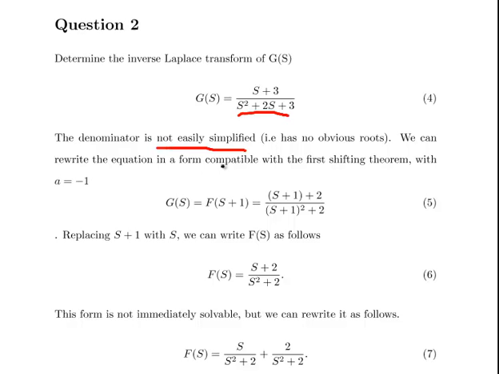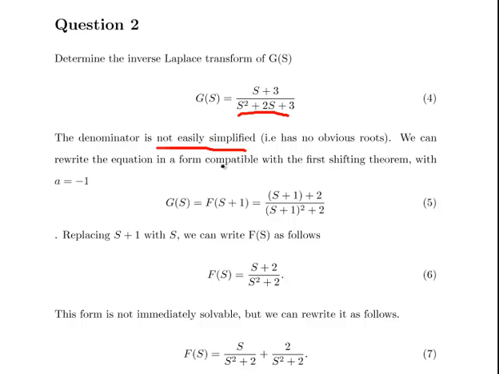There's nothing obvious there, and even if you are using the minus b formula, you might not find a satisfactory answer. So in these questions, if there are obvious roots or roots that you can pick out relatively quickly, then go for it. But if not, you think, hang on a second. What I'm going to do here is rewrite this equation in the form compatible with the first shifting theorem.